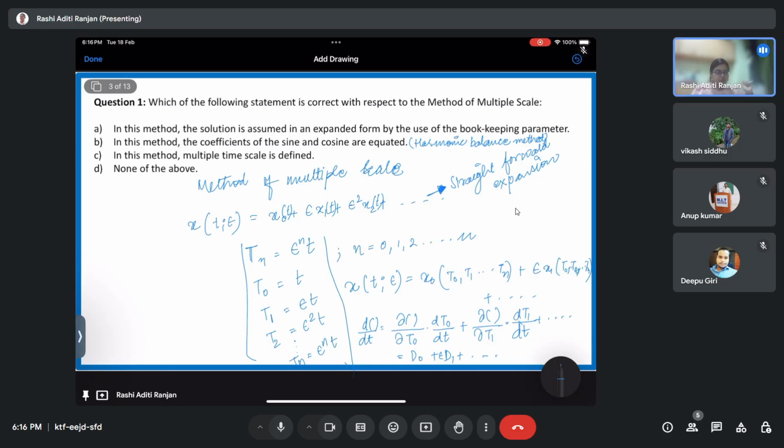Coming on to option C, which says in this method, multiple time scale is defined. Yes, this is what it is. This is the correct answer. I repeat once again, in case of method of multiple scale, we define the time in terms of multiple time scales by which we are able to get the slow and fast dynamics, and then we are going to what?